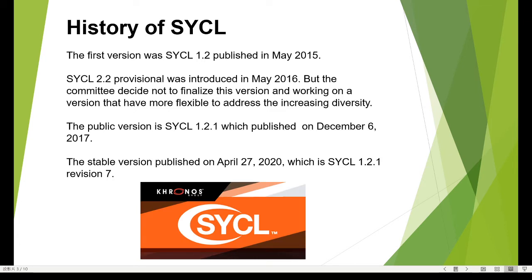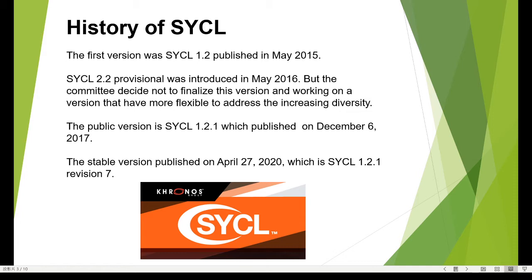Next, I am going to talk about the history of SYCL. The first version of SYCL was SYCL 1.2. It was published in May 2015. There is a version called SYCL 2.2 Provisional. It was introduced in May 2016, but the committee of SYCL decided not to finalize this version and to work on a version that is more flexible and addresses the increasing diversity.